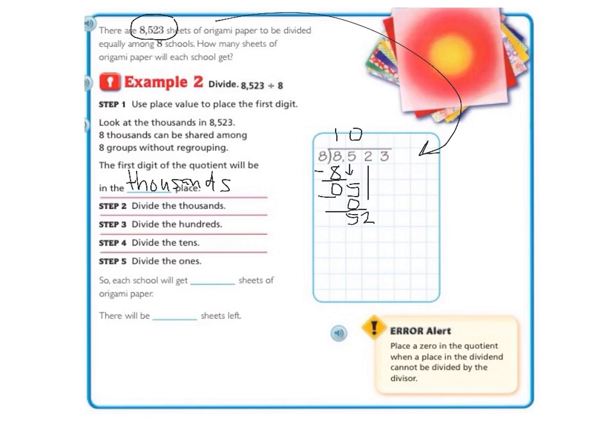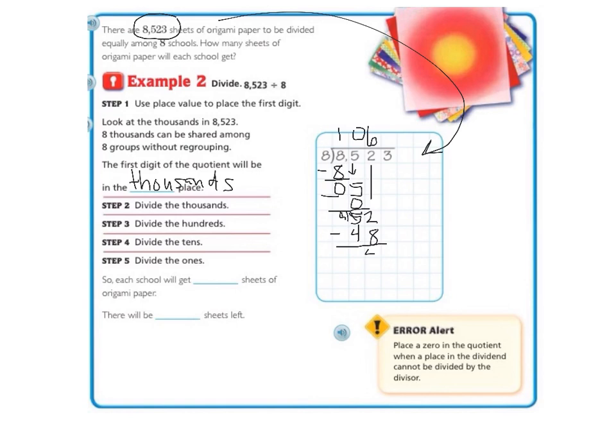All right, well 8 can go into 52 6 times, and that would be 48. 8 times 6 is 48. And then I subtract. 2 minus 8 I can't do, so I have to borrow. And 12 minus 8 is 4. And then 4 minus 4 is 0. All right, so we've got a 4, but last we've got a 3, so we've got to bring down this 3. So we have 43. 8 goes into 43 5 times. 8 times 5 is 40. And 43 minus 40 is 3.